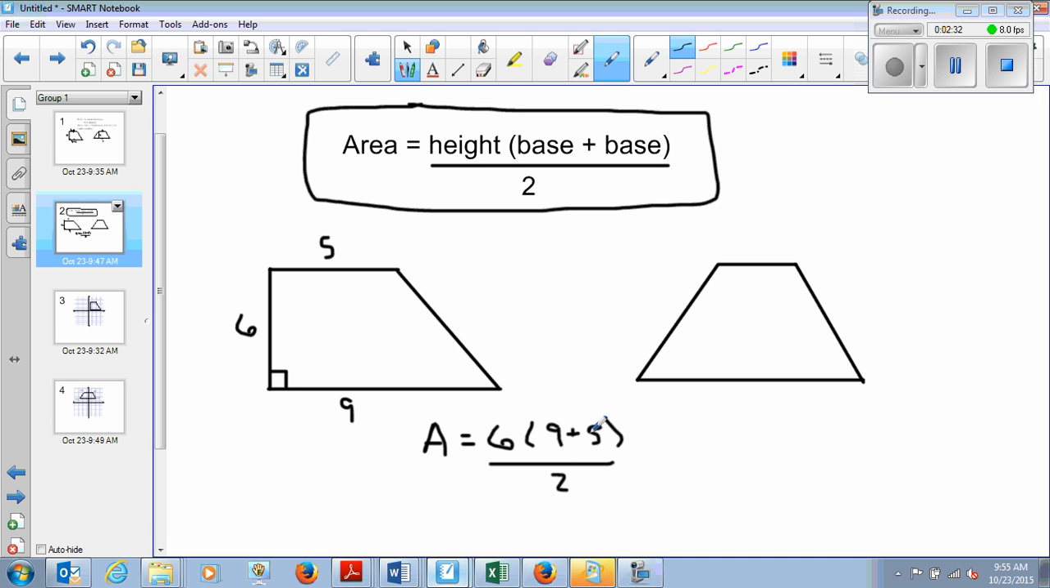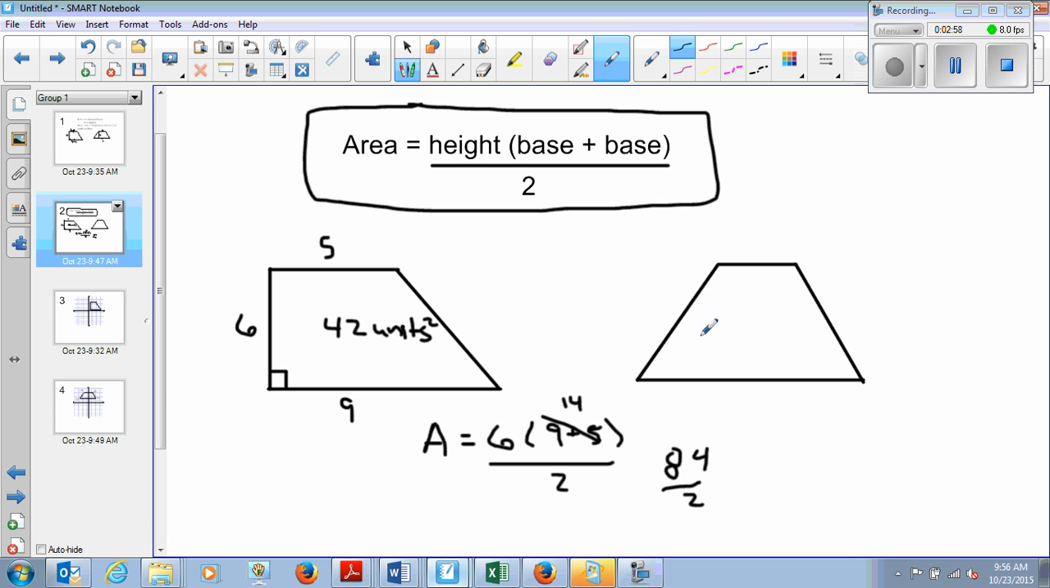So 9 plus 5 is 14. Then we do 14 times 6. That happens to equal 84. And then the last step is to just divide that by 2. 84 divided by 2 is 42, and it's always measured in square units. So the area of that shape would be 42 square units.